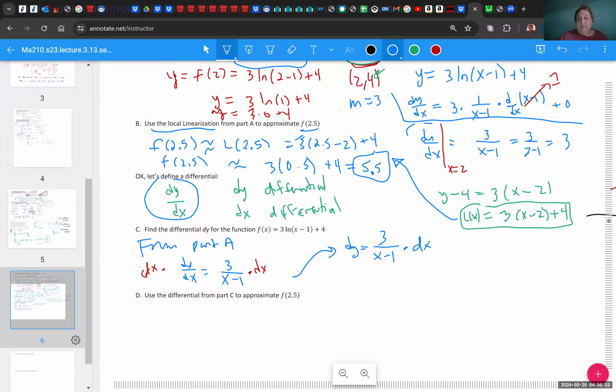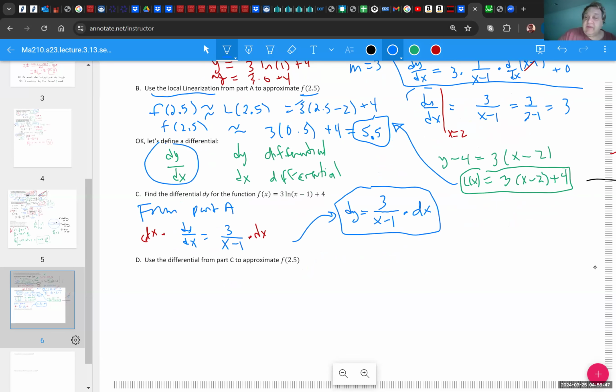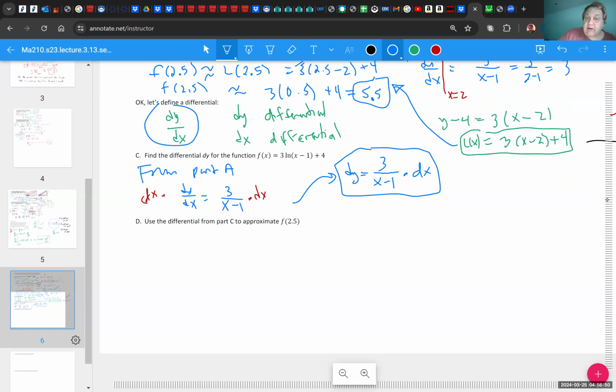All right, so that's the differential. When they ask for the differential, you just find the derivative and solve for dy. Or solve for dx. They don't usually want the dx differential, but if they wanted to, you could find it just by solving for dx. Same thing. All right, so now how do we use the differential to approximate the value?